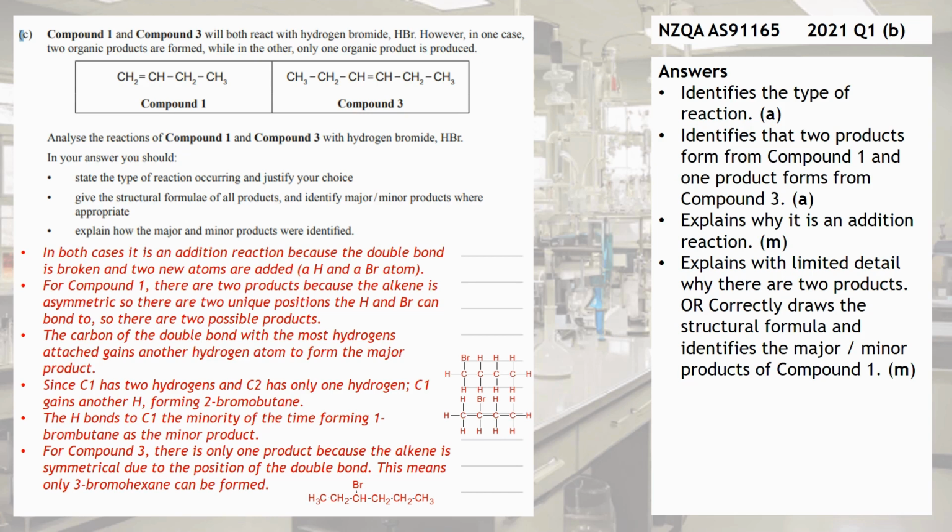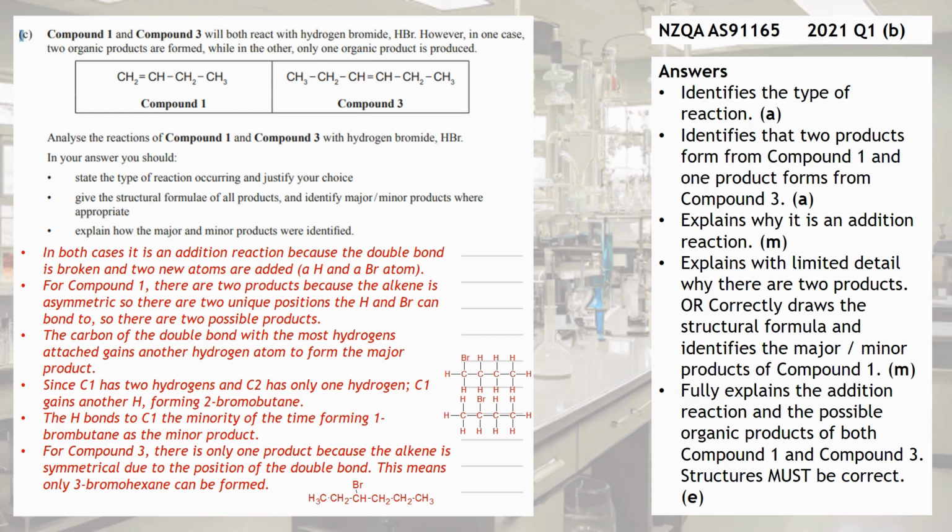So to get the achieved, you just say there are two possible products. To get merit, you have to say there are two possible products, draw them or name them, and say which one is the major and which one is the minor. And to get the excellence, you have to do all of this, including the last part. Often people will forget the last part and not say that compound 3 doesn't form two products, but it does form a product, and it's the same product every time. And that's Markovnikov's rule.